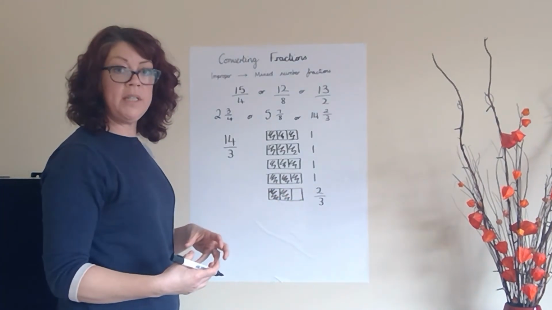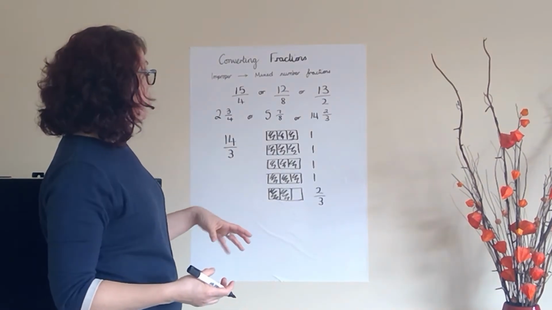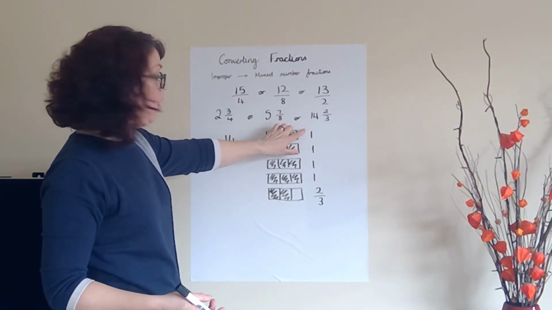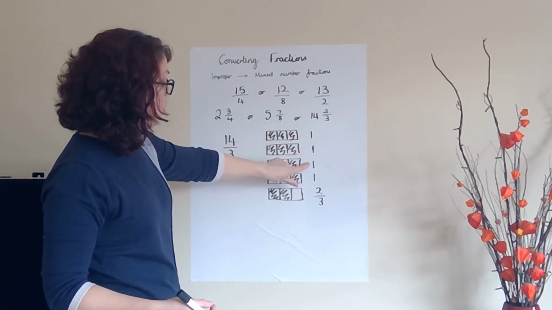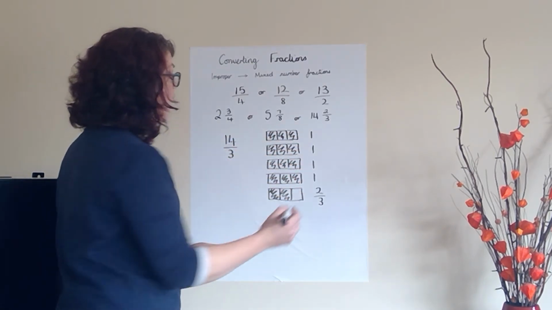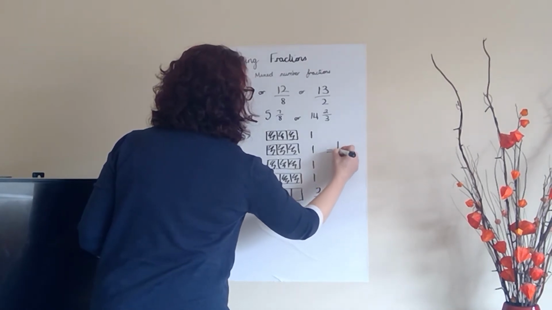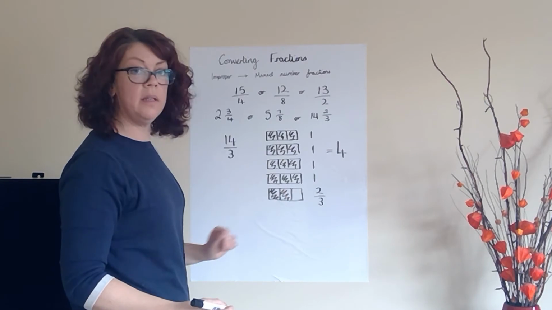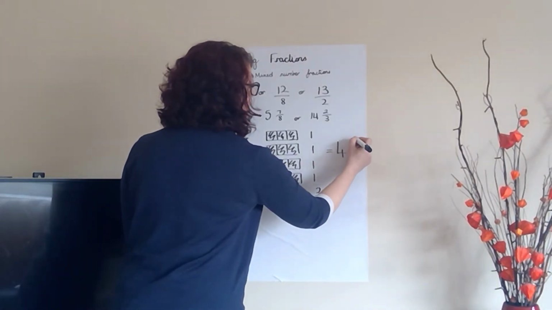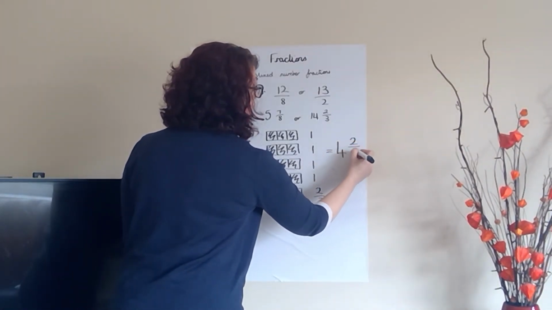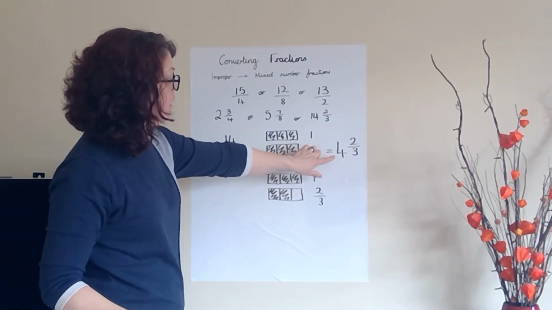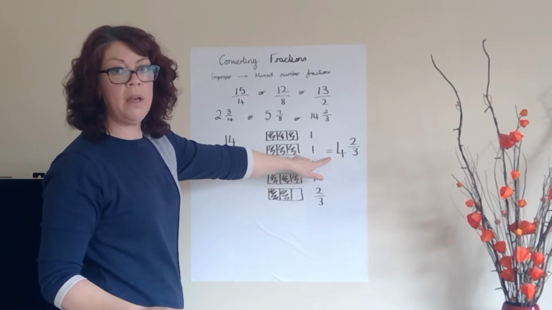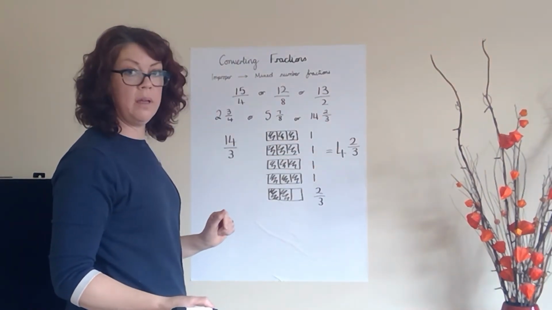So then I want to convert it into the whole mixed number fraction. And all I'm going to do at this point is simply to look at how many wholes I've got. I've got 1, 2, 3, and 4. So I have 4 wholes. And then my final bar is 2 thirds. I've got 2 out of the 3 coloured in. So I'll convert that into 2 thirds. And my mixed number fraction, from being 14 thirds, has now become 4 2 thirds.